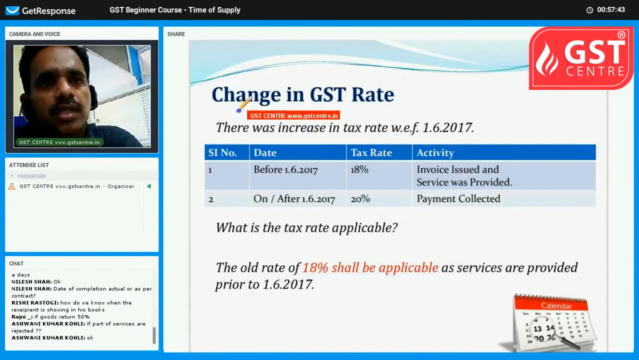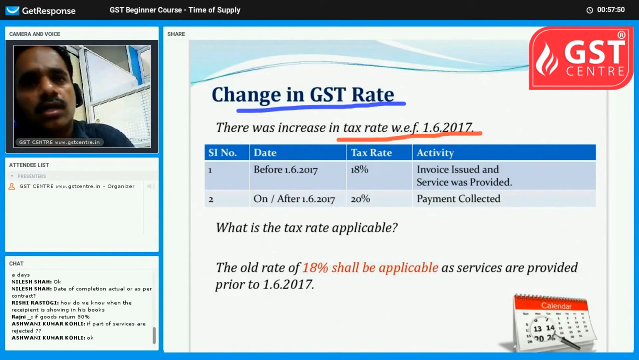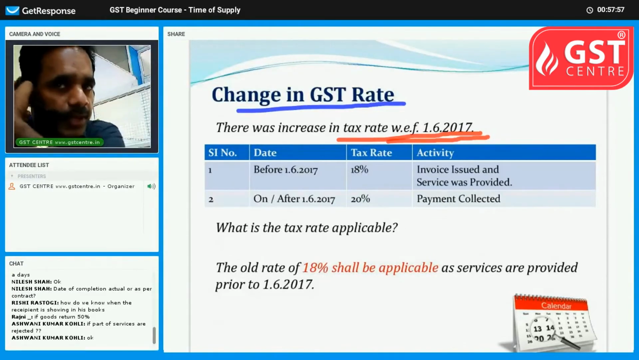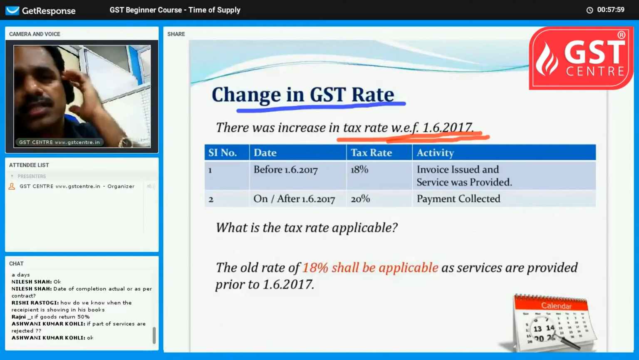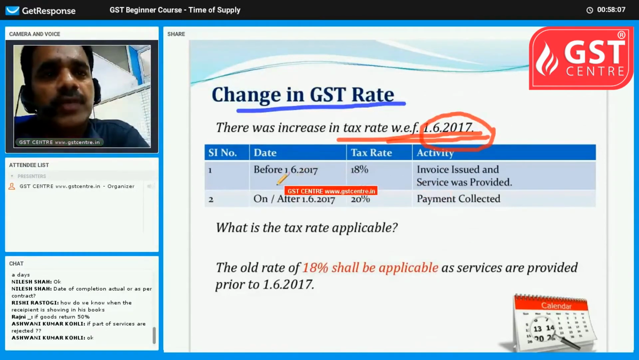And we have a case study. There was a change in GST rate, and the tax was increased. Now we have prepared the PPT with 1/6/2017 as the date, with an expectation that the GST would come in April. But let us take this as an example. Okay, there was a GST rate revision on 1/6/2017.